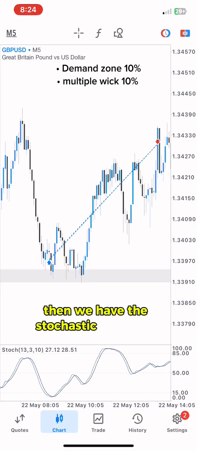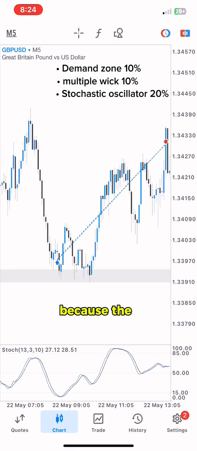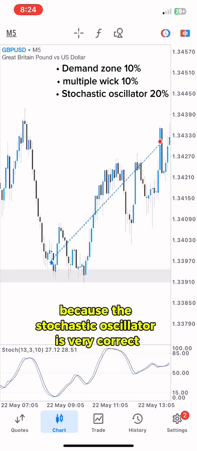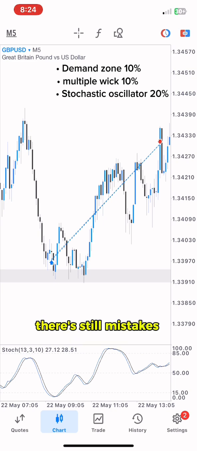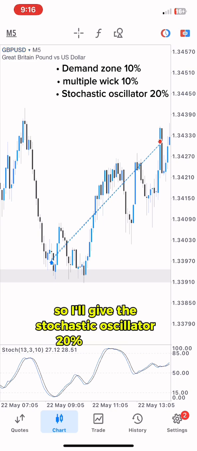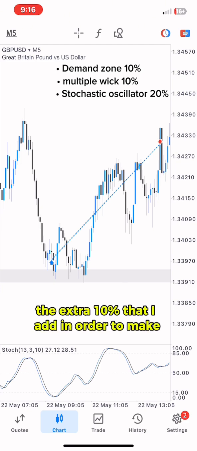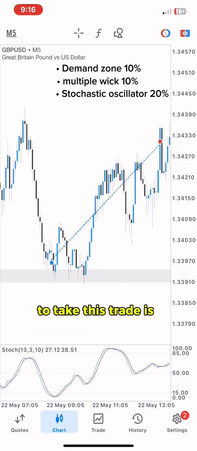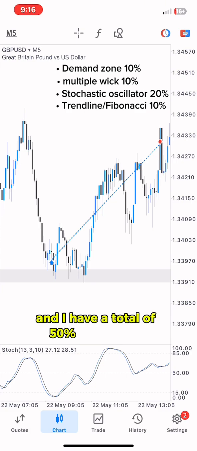Then we have the stochastic oscillator crossing over, which is a 20% confirmation, because the stochastic oscillator is correct most times. It hardly makes mistakes. It's not 100% accurate. There's still mistakes. So I'll give the stochastic oscillator 20%. Now we have a total of 40% chance of this market moving in my direction. The extra 10% that I add in order to make this 50% to take this trade is by plotting my trend line, other things I may add. This is a 10% confirmation, and I have a total of 50% confidence.